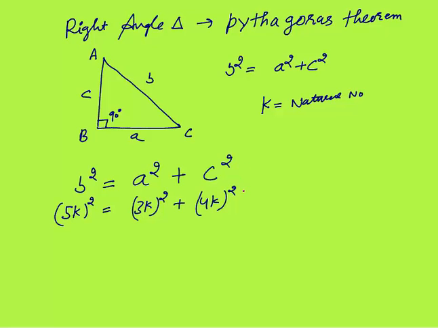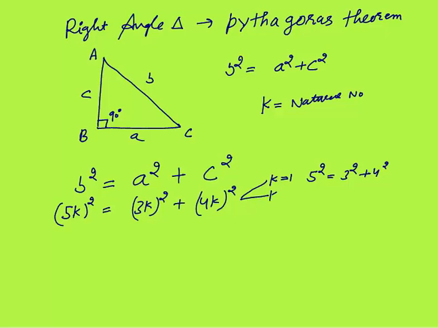For example, if k is 1, then 5 square will always be equal to 3 square plus 4 square. It means that if 5 is the length of one side of the triangle, the other lengths will be 3 and 4. This is a Pythagoras triplet.